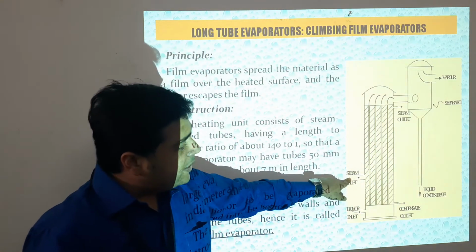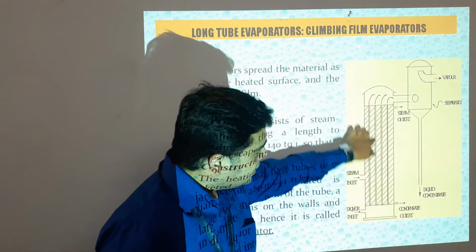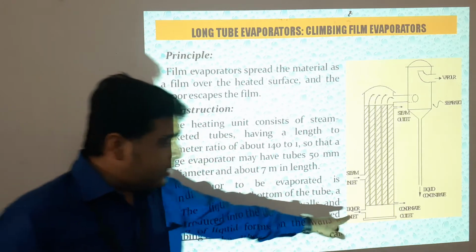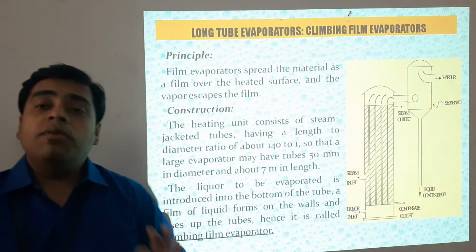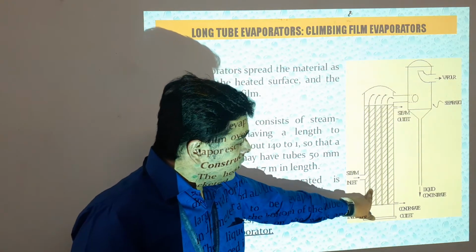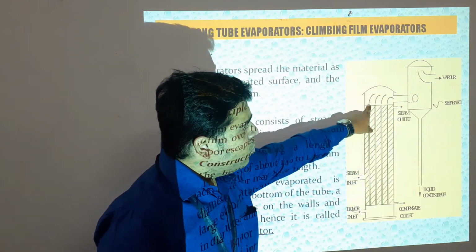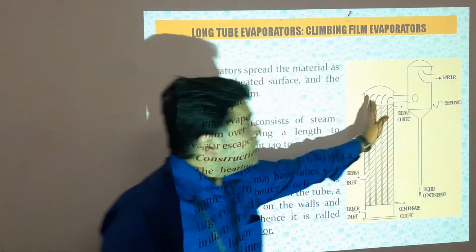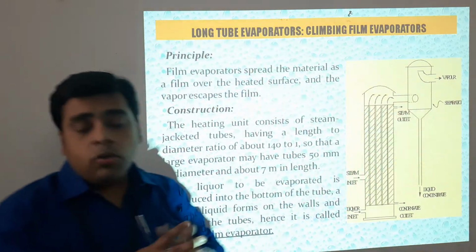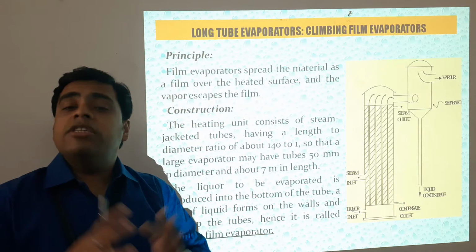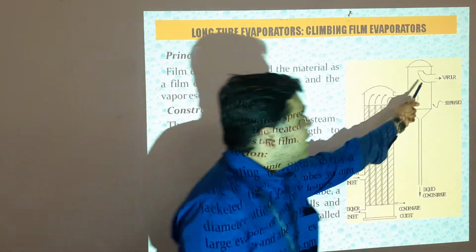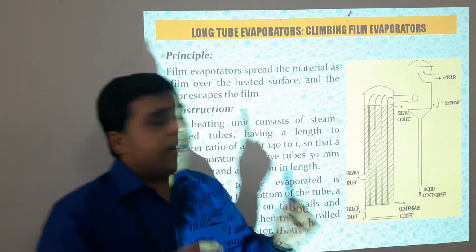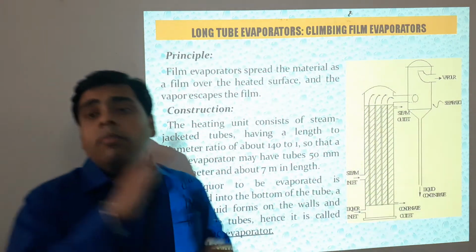The steam inlet is here. The steam jacket contains the steam and makes the tubes hot, and heat transfer definitely occurs. When the liquor goes in and vapor formation occurs, the film climbs through the tube and goes up. The vapor accumulates in the vapor head, and then goes to a separator, a cyclone separator or any other vapor separator. We can get the liquid concentrate from here, and we can disconnect the vapor from the vapor head.